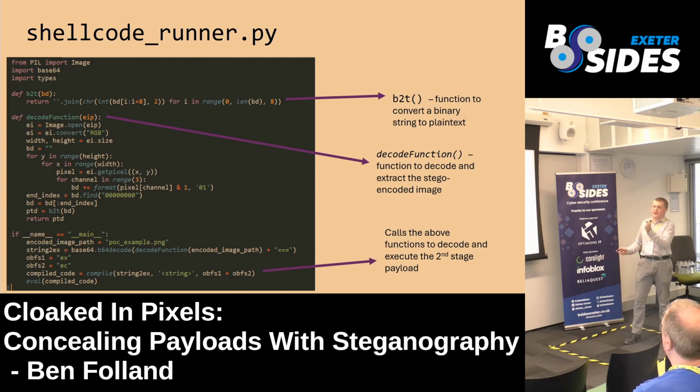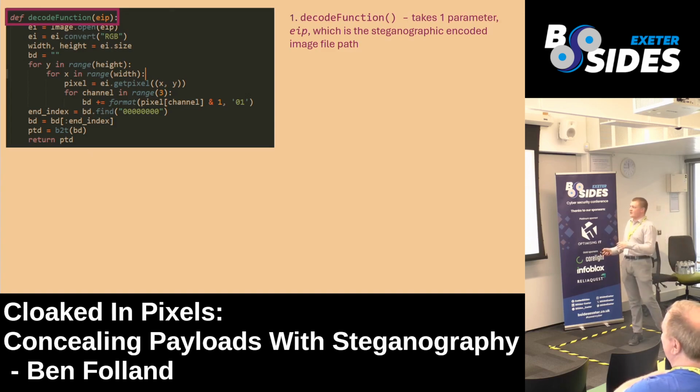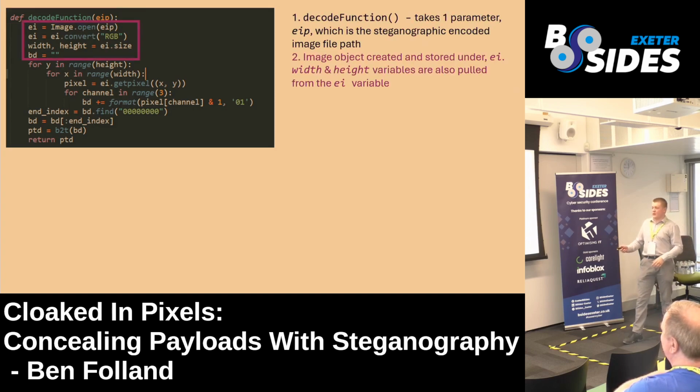We had text to binary before. This one's binary to text. And then I've got this decode function, which decodes it, and then pulls out the plain text data, and then I've got some lines at the end here which basically run the code and execute the second stage payload. So let's quickly go through this. We've got this decode function. It takes encoded image path, which is the file path of your encoded image, as input, and then we open it. We convert it to RGB mode once again to extract those RGB component numbers.